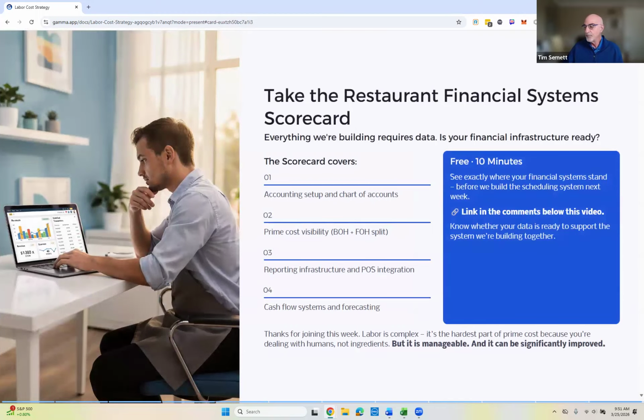Okay, now everything we're building here requires data. You need to know your labor cost percentages and ideally separated between back of house and front of house. You need sales per labor hour, you need customer counts by hour and day. All the data has to flow from financial systems that are set up correctly. Your point of sale system talking to your accounting system, your chart of accounts built to give you the detail you need. If you're not sure whether your financial systems are giving you the data you need to make these labor decisions, that's exactly what the Restaurant Financial Systems Scorecard is designed to evaluate.